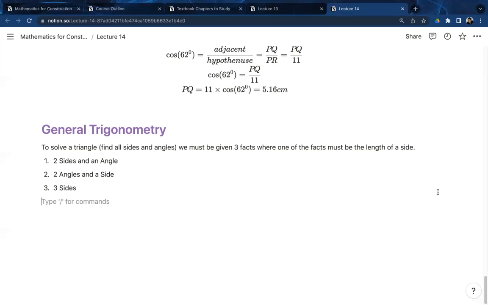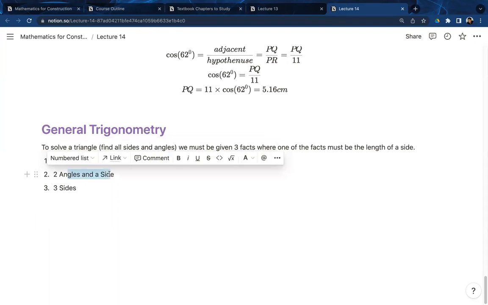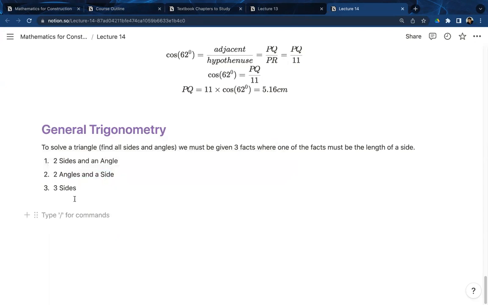And one thing must be the length of a side, right? You can't solve a triangle without knowing the length of a side. If you don't know the length of any of the sides and you only know angles, that could be any triangle, okay? You just don't know enough. So what I'm saying is, you need two sides and an angle, any angle, right? Or you need two angles and a side. Any two angles and any side could work. Or you need three sides. Once you have the three sides, you're good to go. You could find everything else. To my knowledge, these are the only possibilities.